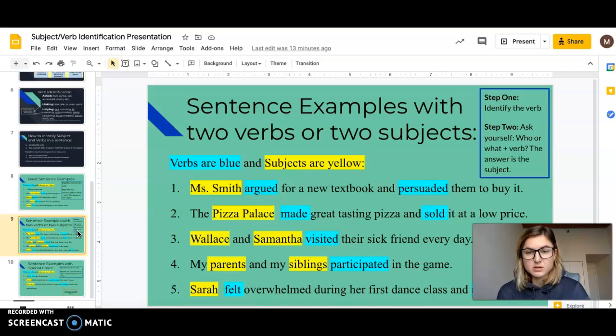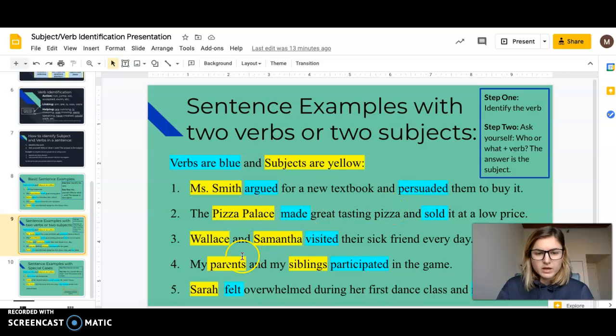Some sentences, and this is important, have 2 verbs or 2 subjects. For example, number 1 says, Miss Smith argued for a new textbook and persuaded them to buy it. When we do step 1, identify the verb, we would find that there are 2 verbs. There are 2 things that our subject did. Argued is a verb and persuaded is a verb. Then we ask ourselves, who or what argued and persuaded? Miss Smith did. So Miss Smith would be our subject, and argued and persuaded would be our verbs.